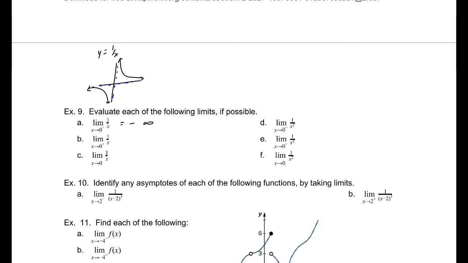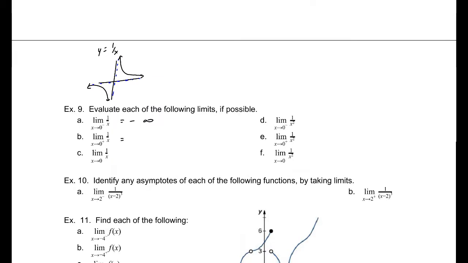All right, coming from the right, appealing to that same graph, they are going to positive infinity. They're getting larger and larger at that point. So the limit overall does not exist, because those two limits from the left and the right are not equal.